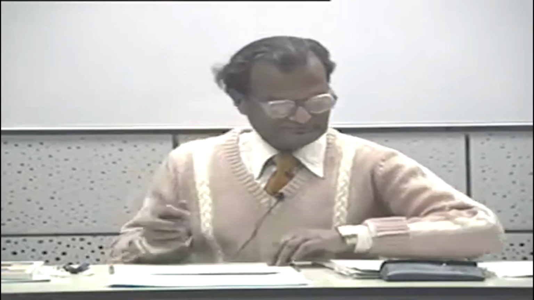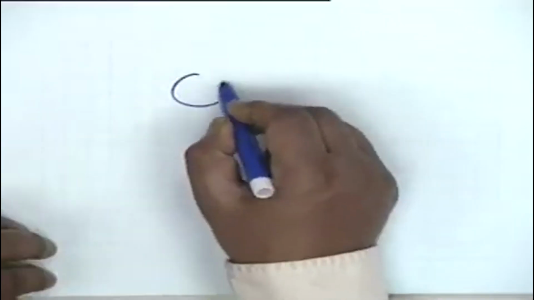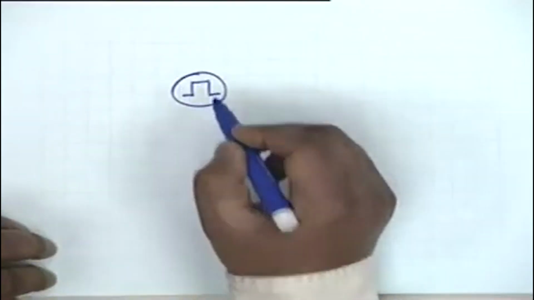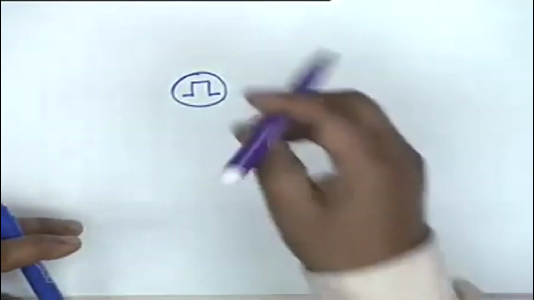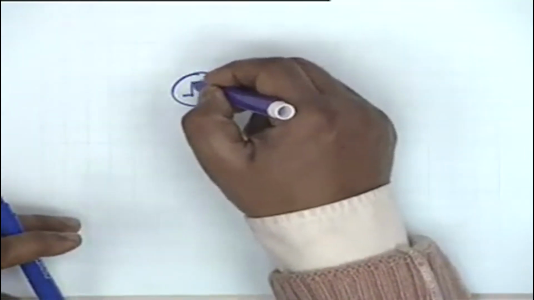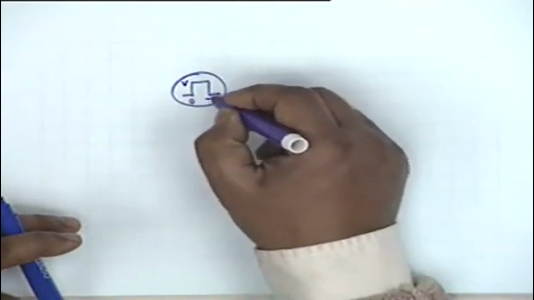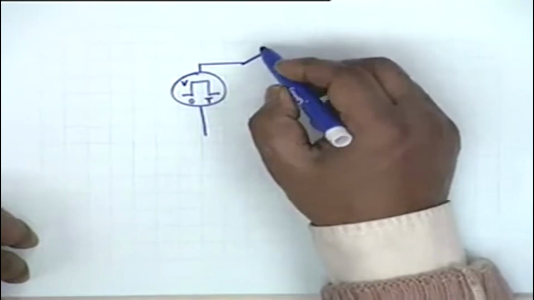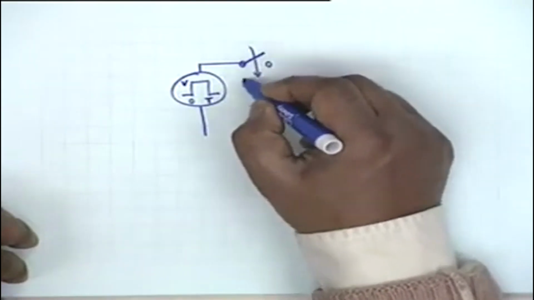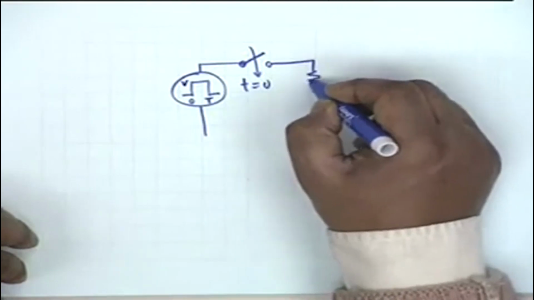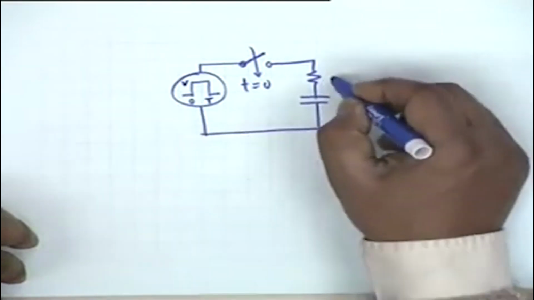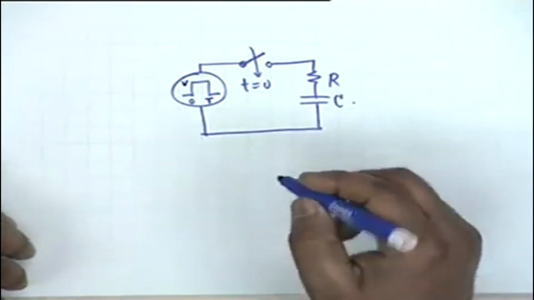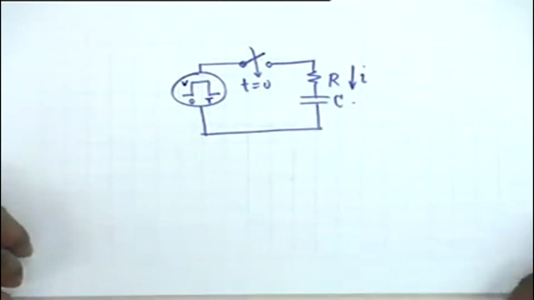Let us take an example. Let us say a pulsed voltage of this nomenclature, that is the height is capital V and the duration is 0 to capital T. Let us say such a voltage is applied at t equal to 0 to a series RC circuit, a first order circuit, to keep things simple, and we wish to find the current i.